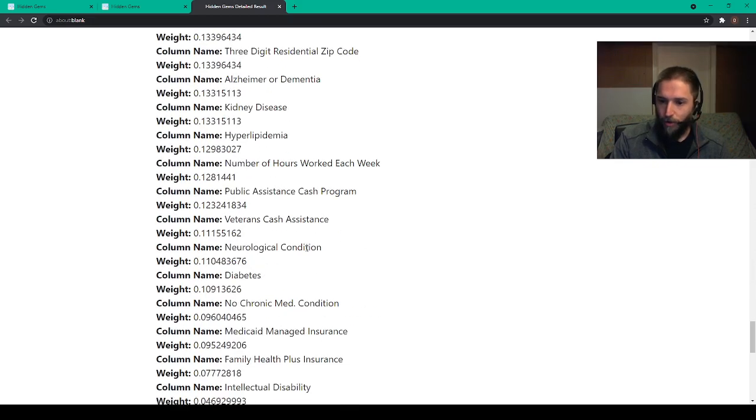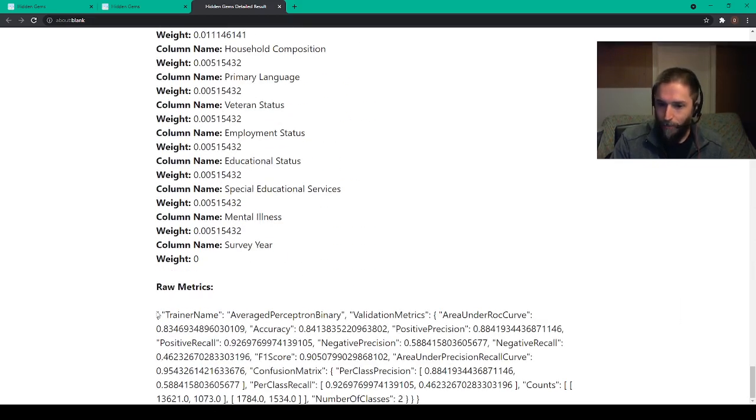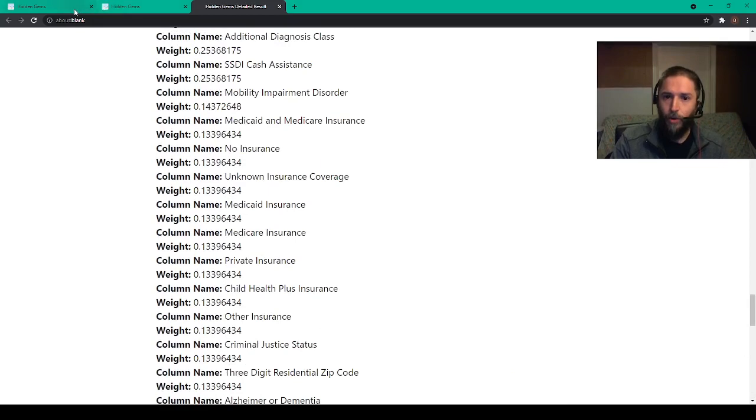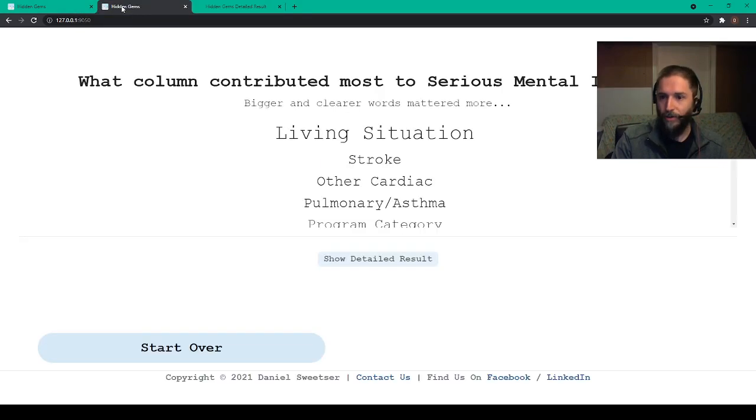In both cases, we also have some raw metrics here that indicate a general confidence of the backing model that was used to make this determination. The metric we care most about in this case is the area under precision recall curve. On a scale of 0 to 1, it's 0.95, which is very good. So in this case, what we've done is evaluate a patient characteristic survey to identify which column contributed most to the column serious mental illness.